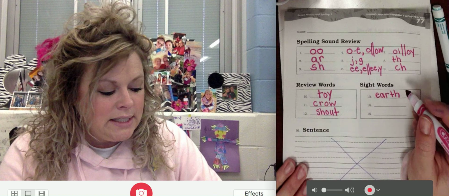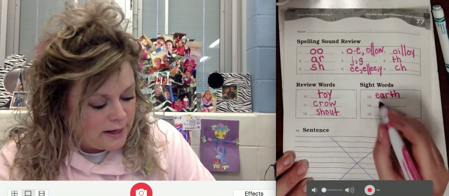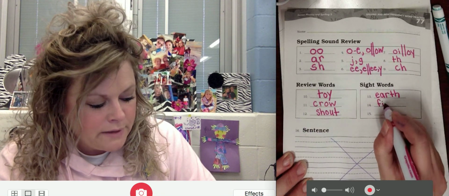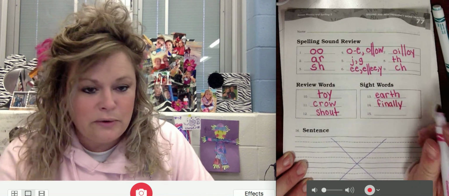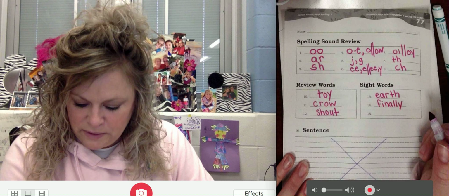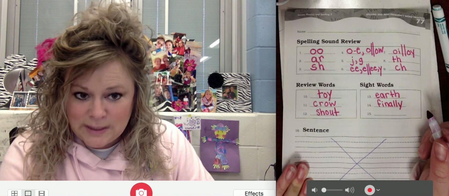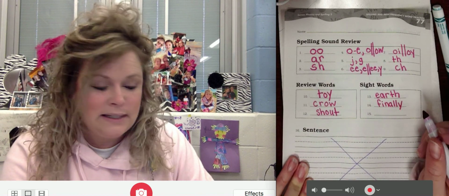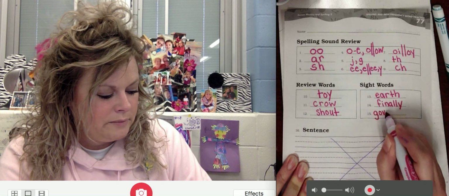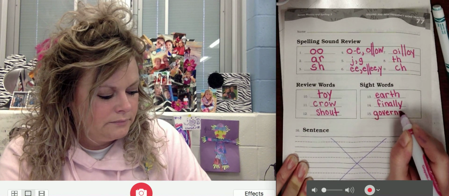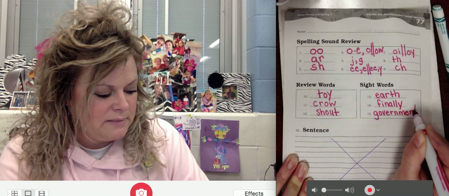Number 14 is finally. Go ahead and write it. Very helpful word when doing the sequence or the order of a story or a writing. Check with mine. And this is a pretty long one. Government. Government. Government. Might have to pause and make sure you have all the letters.